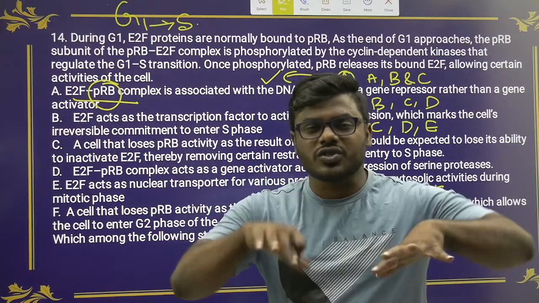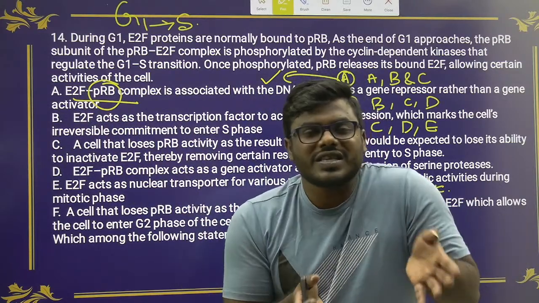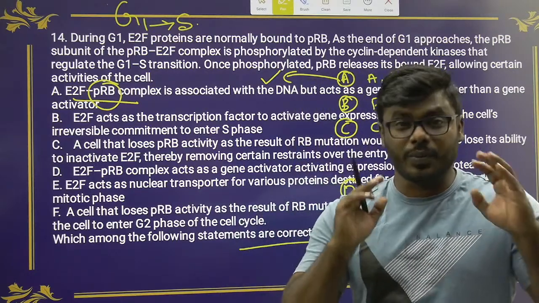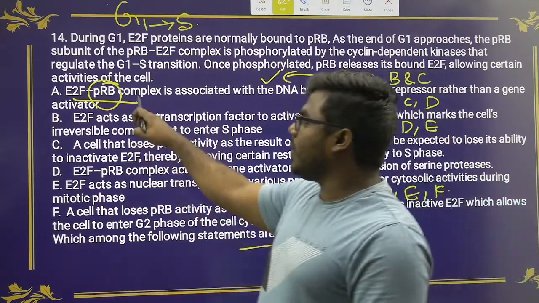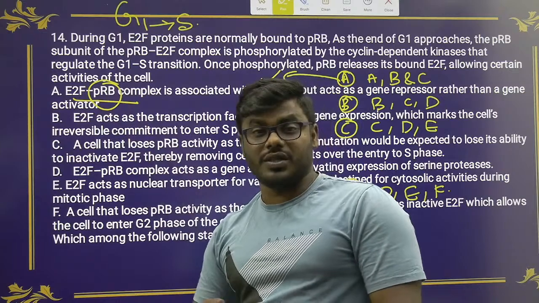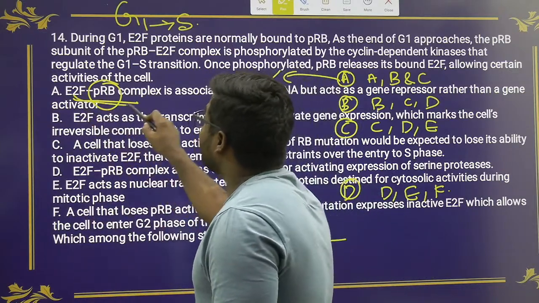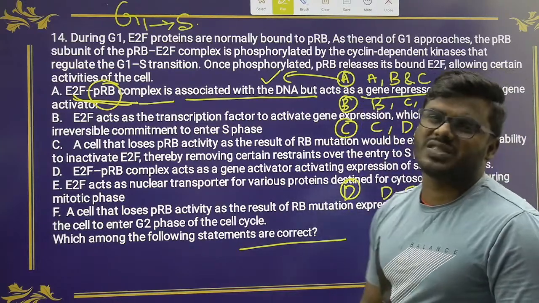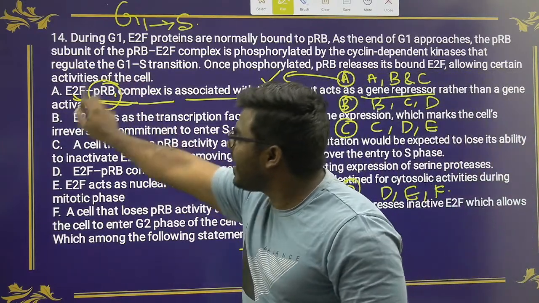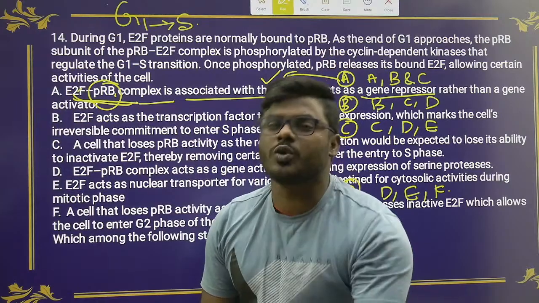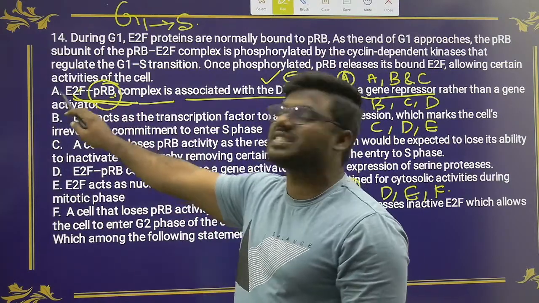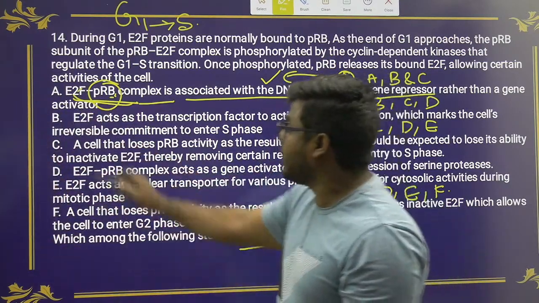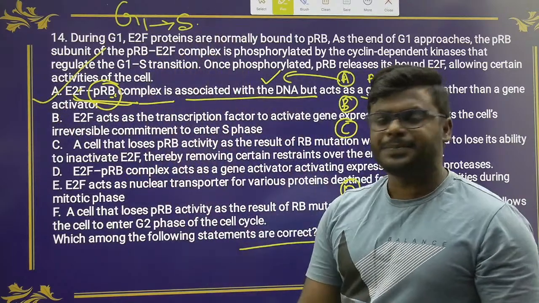But if I want to stop the cell division, because the cell got damaged, I don't want to allow the cell to divide, I should block it. So how can I block it? Of course, by using pRB. The E2F-pRB complex is associated with the DNA but acts as a gene repressor. Of course, true. pRB has to block E2F, has to block the cell division. So obviously it is acting as a repressor. There is no doubt. Option A is absolutely right.